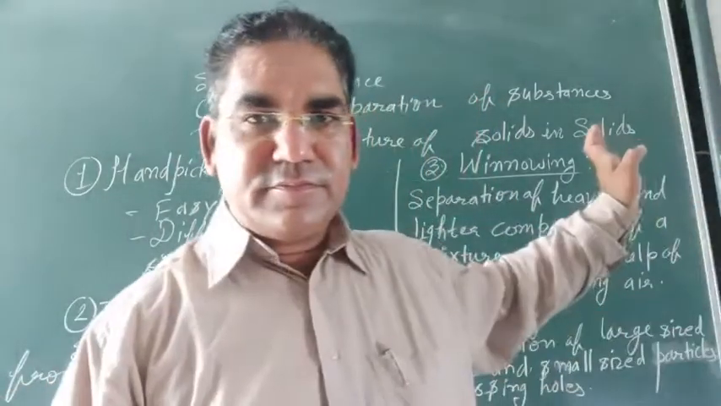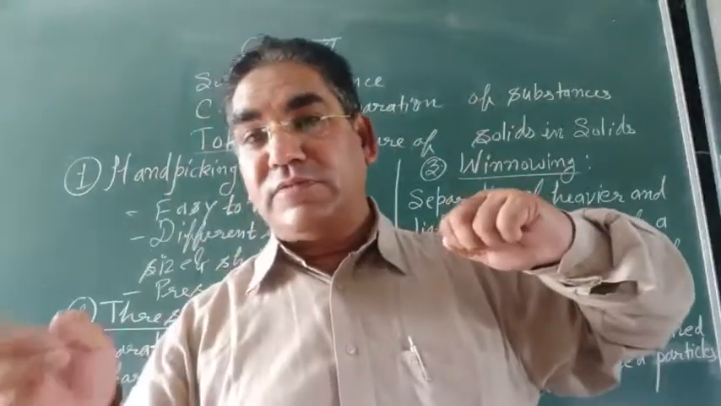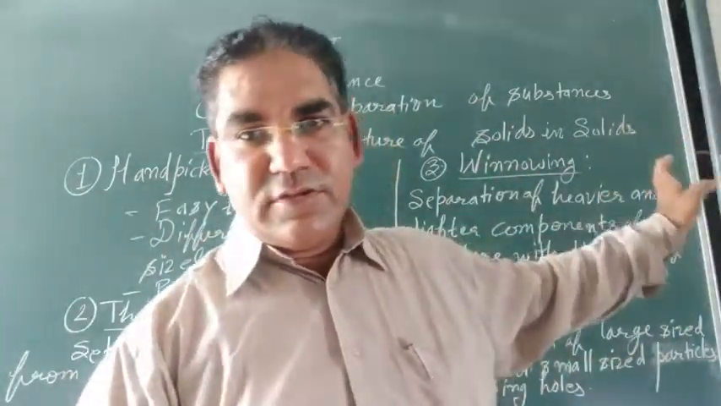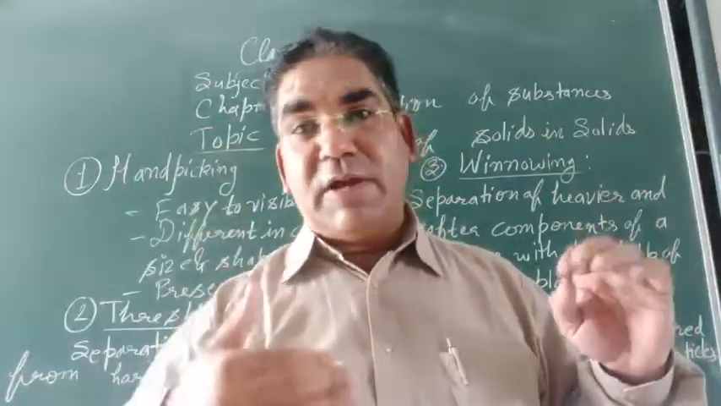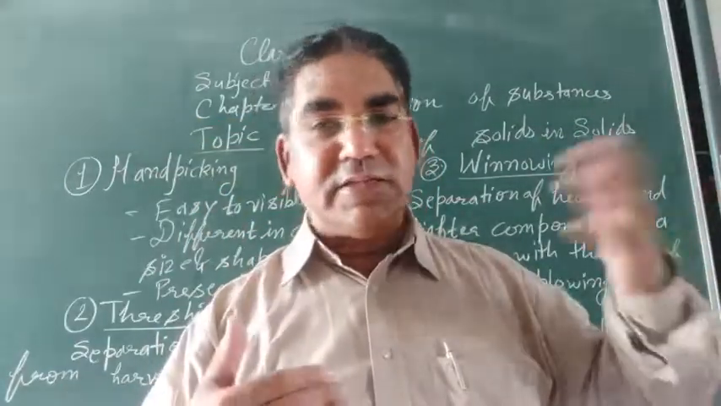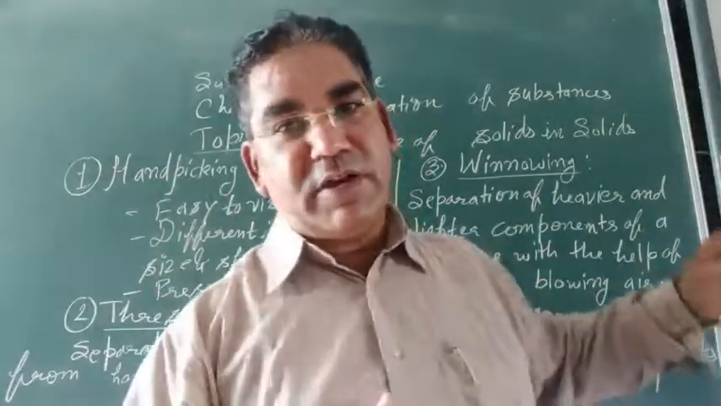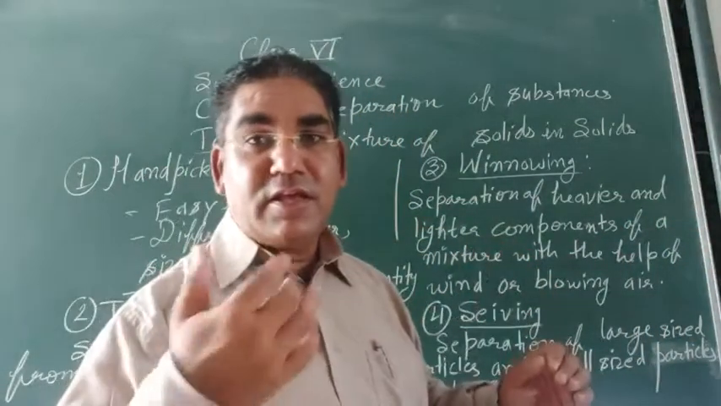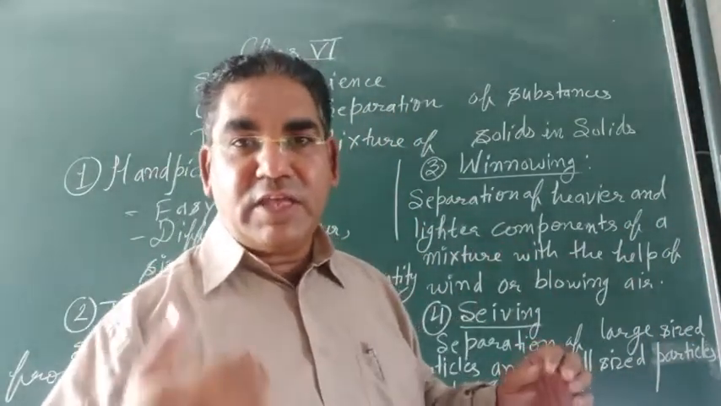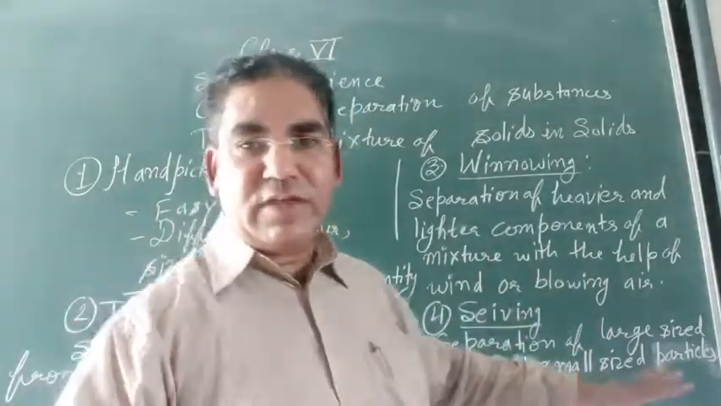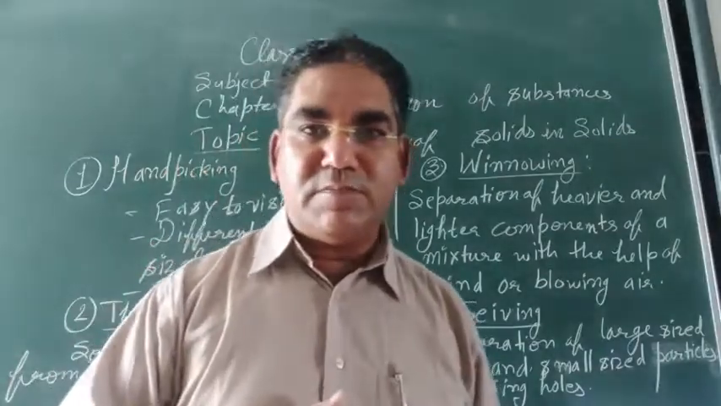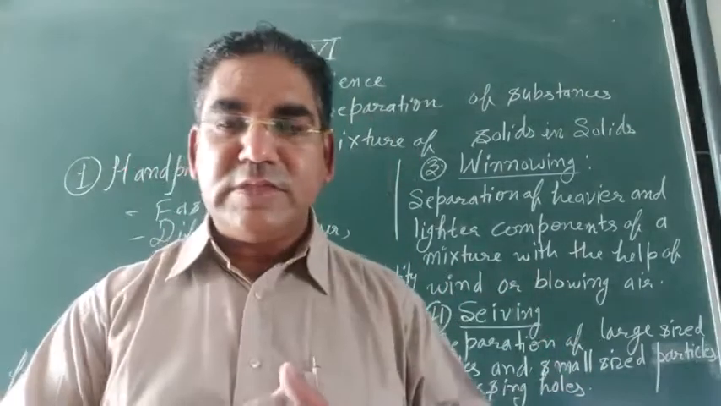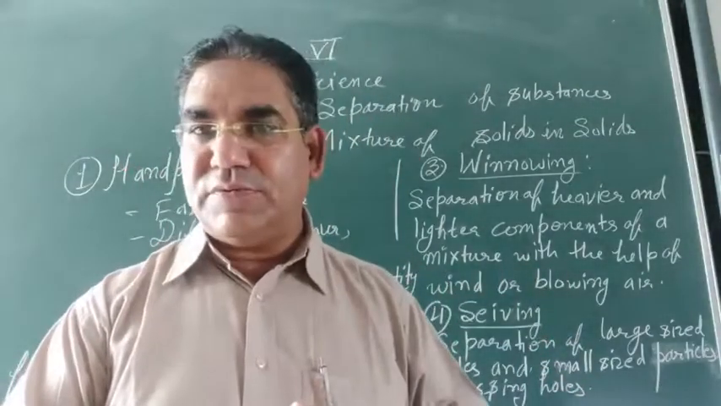Threshing, separation of food grains from harvested crops. Winnowing, separation of heavier particles from the lighter particles, or lighter particles from the heavier particles, by blowing air. Now sieving, separation of small sized particles from the large sized particles by using a sieve.